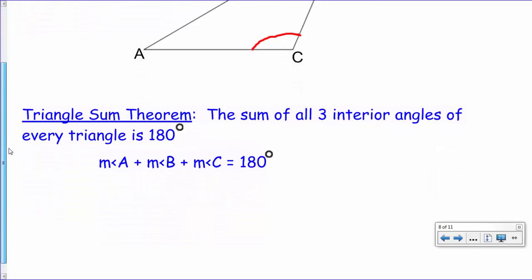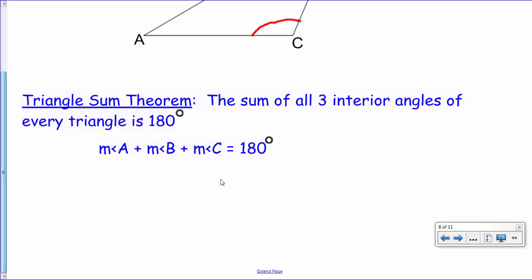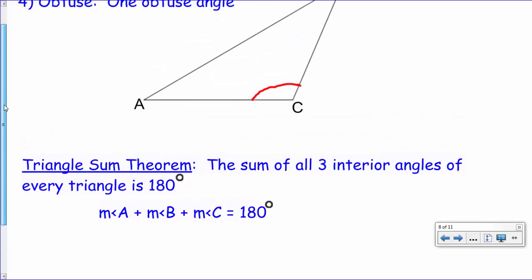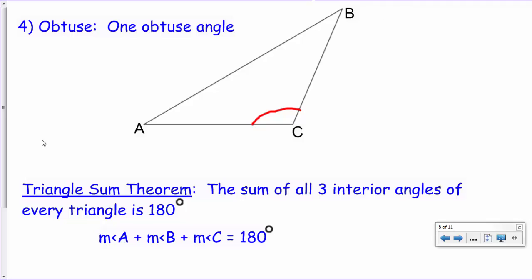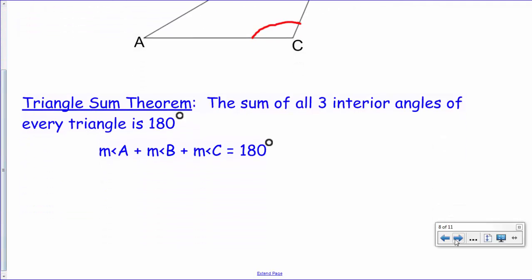Triangle sum theorem tells us about the angles of any triangle. The sum of all 3 interior angles of every triangle equals 180 degrees. So if we take the measure of angle A plus the measure of angle B plus the measure of angle C, for example, from a triangle like the one above, no matter what the triangle, the sum is 180.